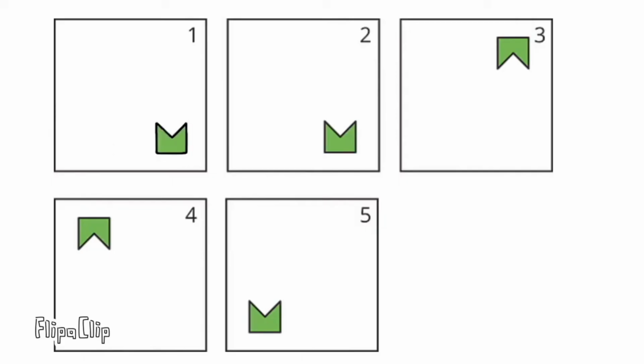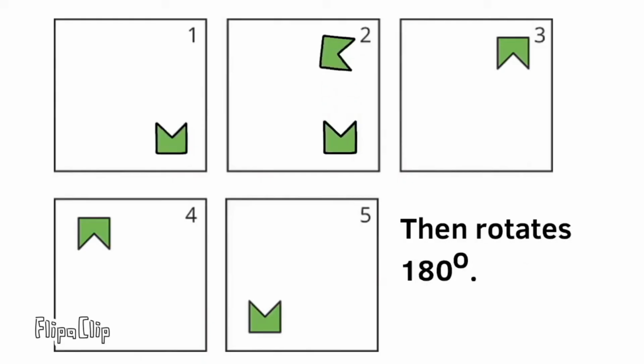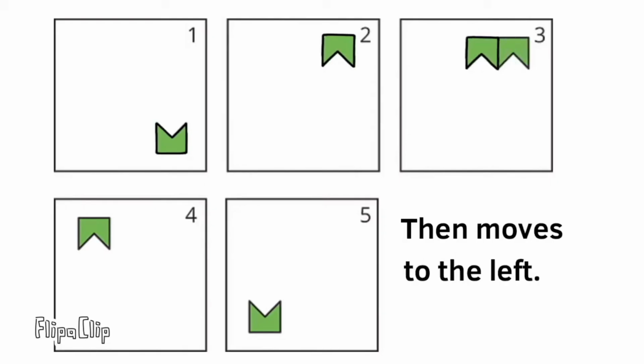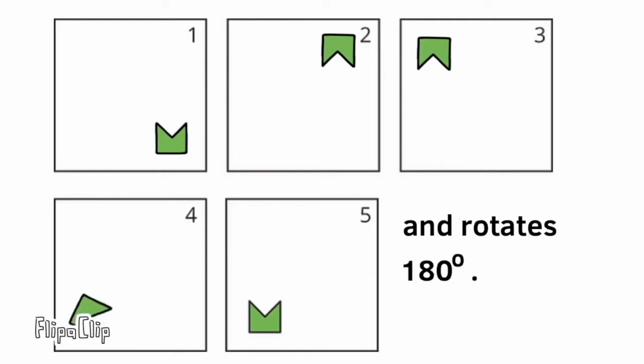For the shape to get from the frame 2 position to the frame 3 position, it moves up, then it rotates 180 degrees. For the shape to get from the frame 3 position to the frame 4 position, the shape moves to the left. And finally, for the shape to get from the frame 4 position to the frame 5 position, it moves down and rotates 180 degrees.